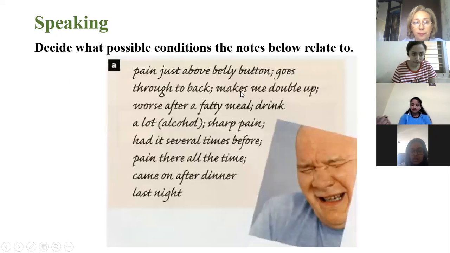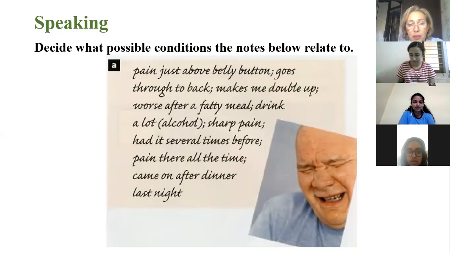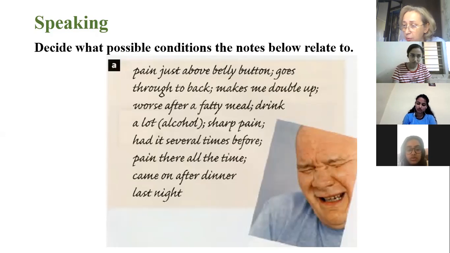Let us move on, and here we are going to speak about people, about patients. We should read what the patient says about his pain and decide what possible conditions the notes below relate to. Let us listen to the student whose name is Jan Farvin. Read the notes.